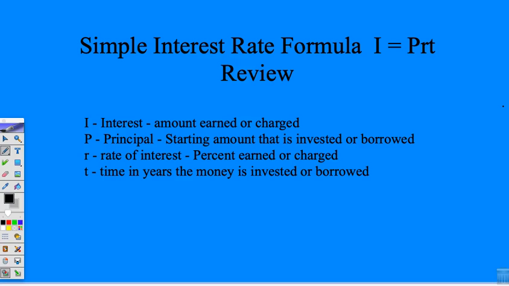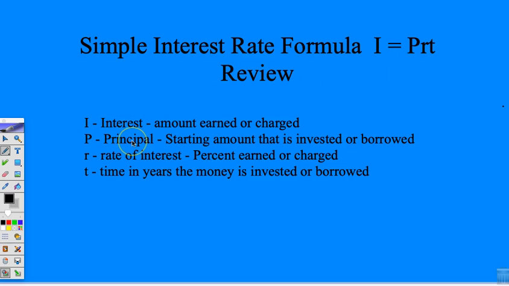Hi guys, we're going to review the simple interest rate formula, I equals P times R times T. In reviewing this formula, it's pretty important that we understand what the four letters in the formula actually stand for. So let's talk about them individually.